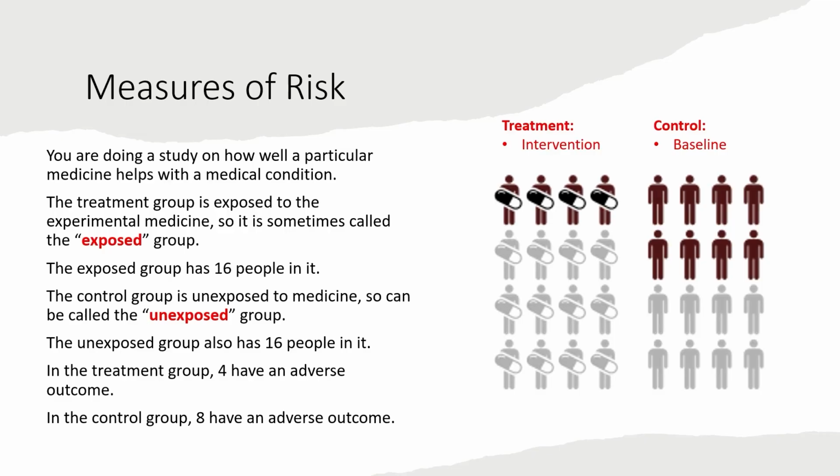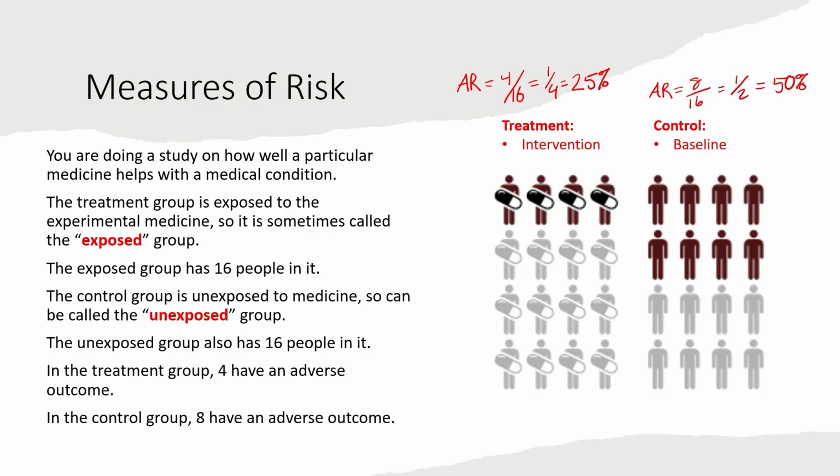In our example, in the treatment group, 4 people have an adverse outcome. So that's indicated by the people who are darker. So the darker people have some adverse outcome, right? And in the control group, 8 people had an adverse outcome. This means that the absolute risk of adverse outcome in the treatment group is 25%, right? Because 4 out of 16 equals a quarter, or 25%. So 1 out of 4 people, or 25% of people, had an adverse outcome in the treatment group, while the absolute risk in the control group is 50%.